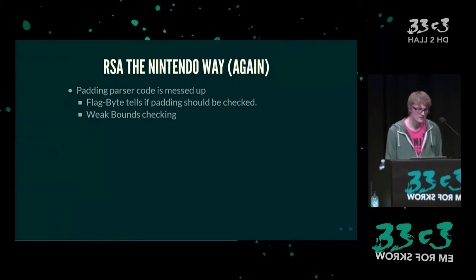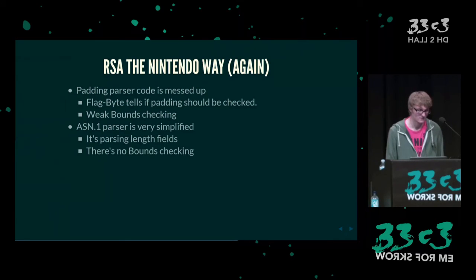So the next thing they do is parsing this really complicated ASN1 structure. And this parser is also really simplified. So we know ASN1 has some length fields, and there's no bounds checking.